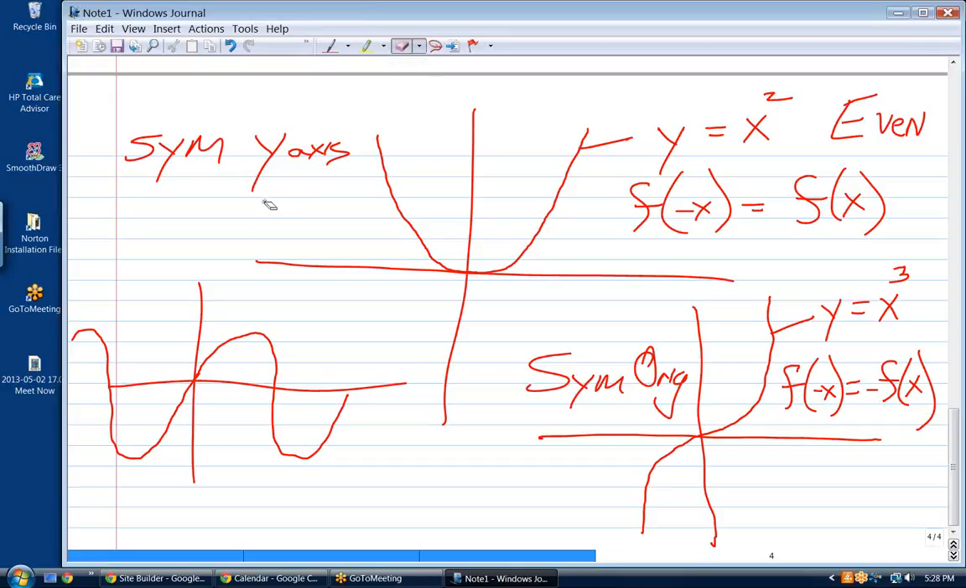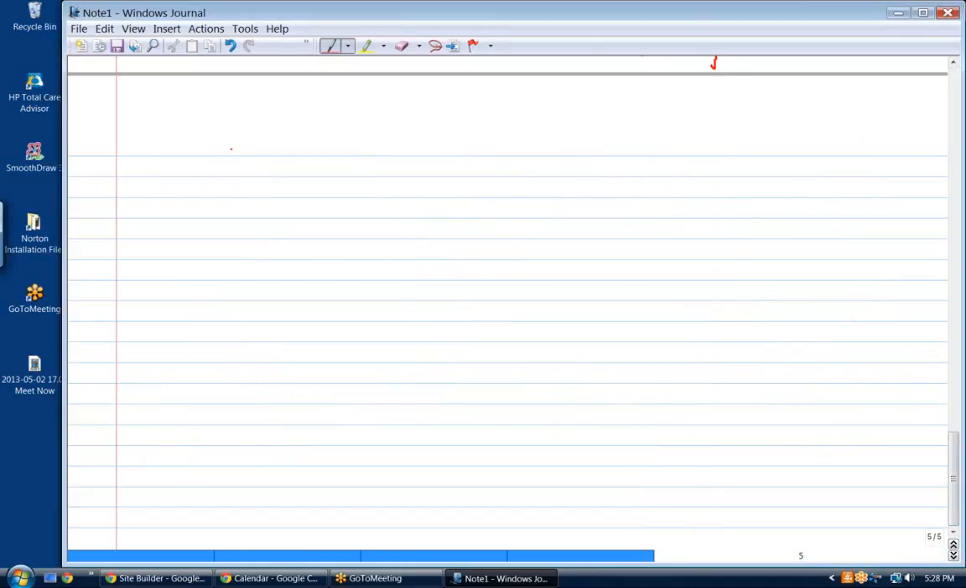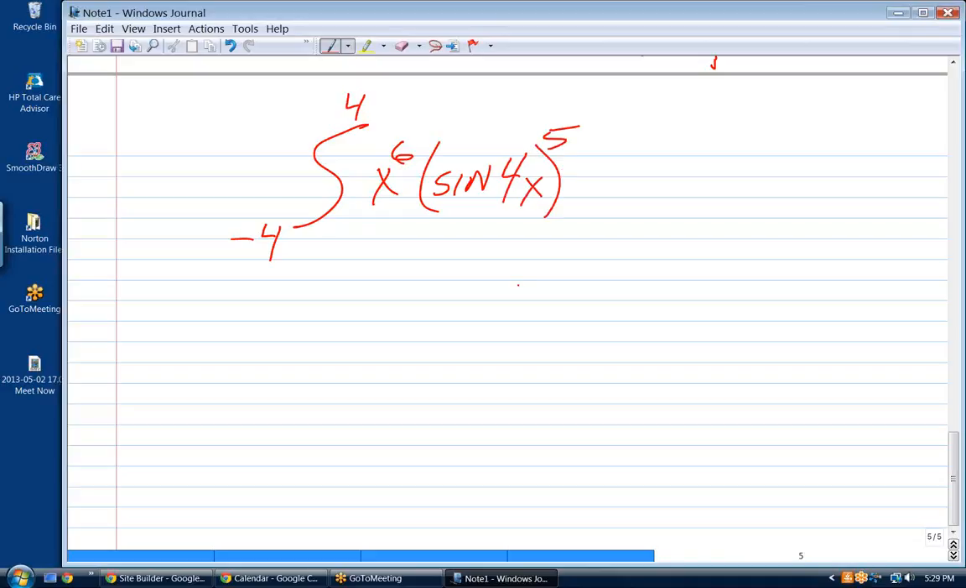Do you have a specific problem? Okay. The integral from -4 to 4 of x to the 6th power times sine of 4x to the 5th. The 5th is inside the parentheses? Okay, so it's sine to the 5th of 4x.